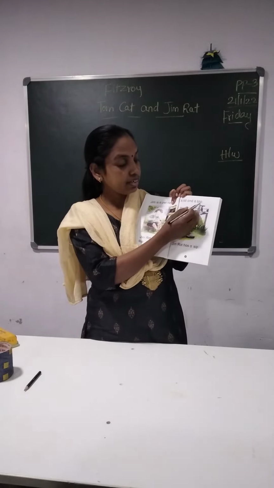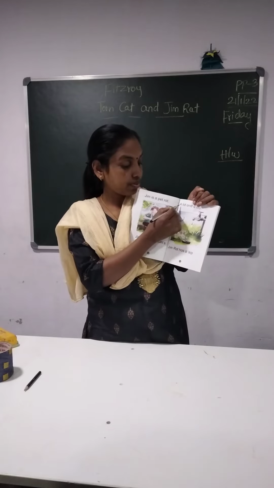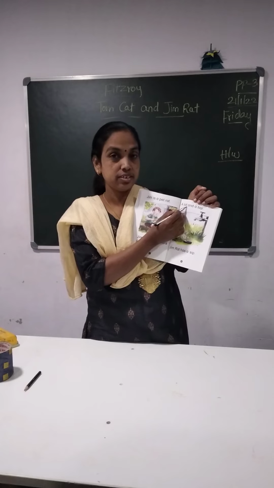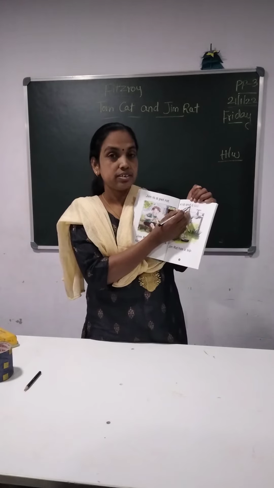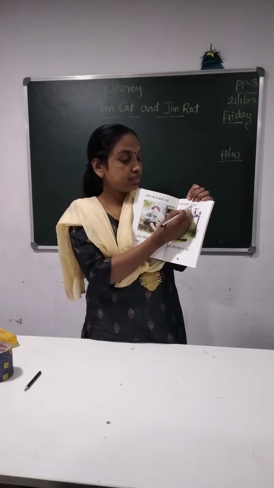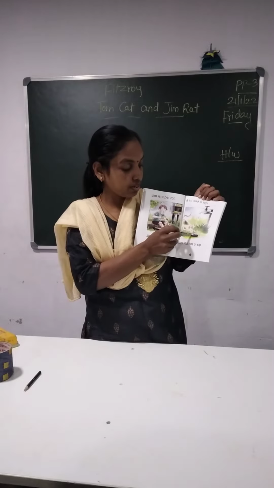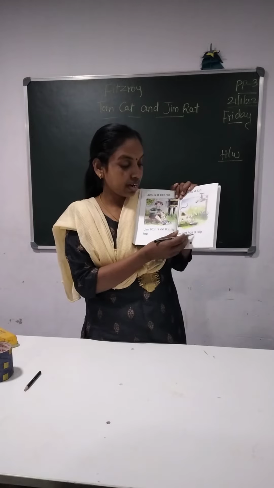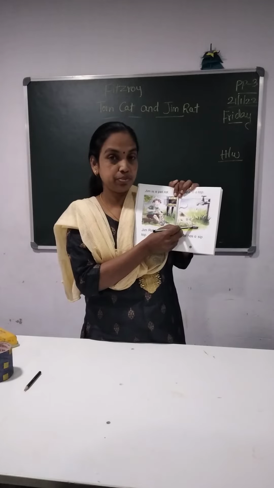A lid and a tap. So you can see here. Here is a tap. A lid. L-I-D. Lid and A-N-D. And a tap. T-A-P. Tap. So here is a tap and here is a lid. Jim rat has a sip. So the rat is having a sip in the lid.